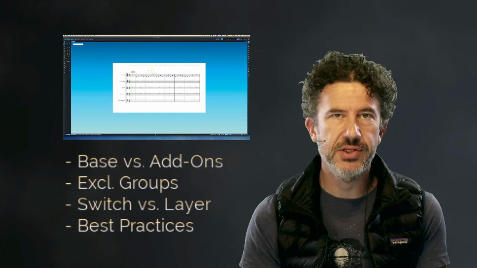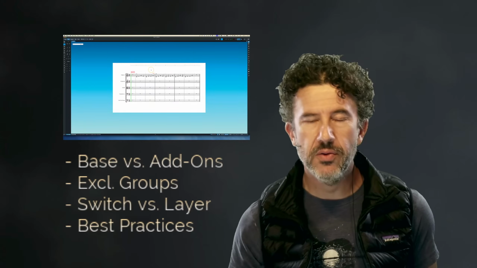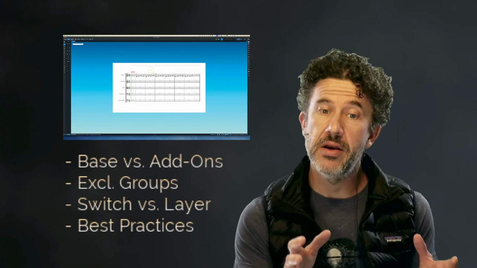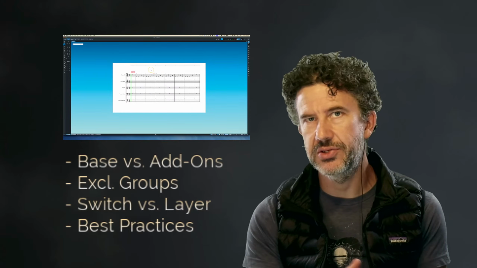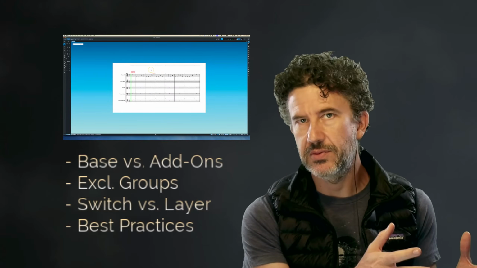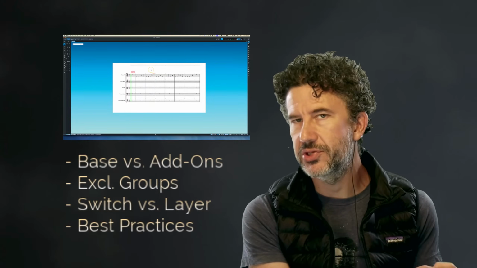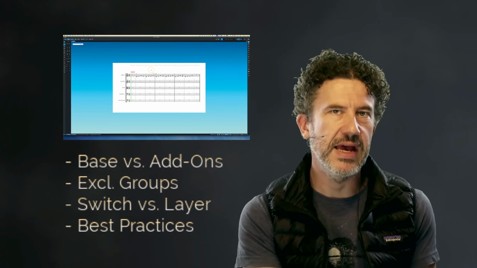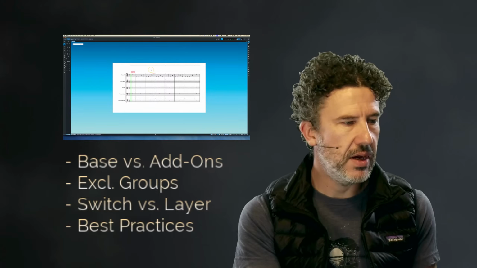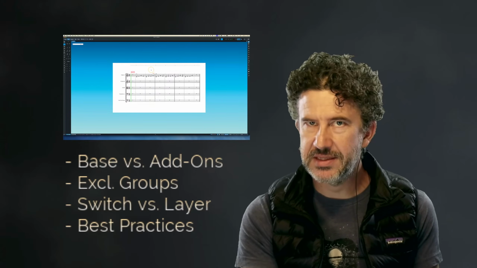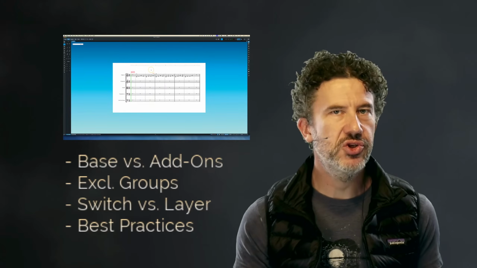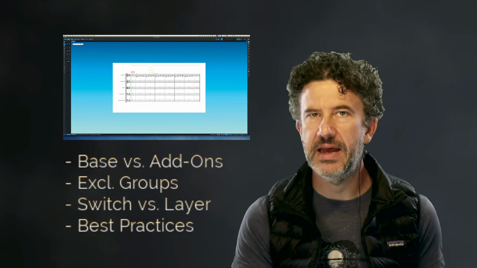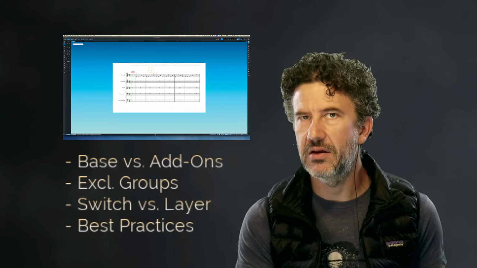So mutual exclusion groups give us a way to work around the fact that add-ons are not already mutually exclusive. You don't need to use mutual exclusion groups with your base switches, because they already are mutually exclusive. It's just for the add-ons, okay? So as far as best practices go, my recommendation, and this is what I do, just make sure that you have every one of your add-ons in some kind of mutual exclusion group.